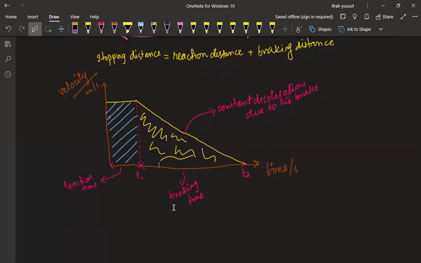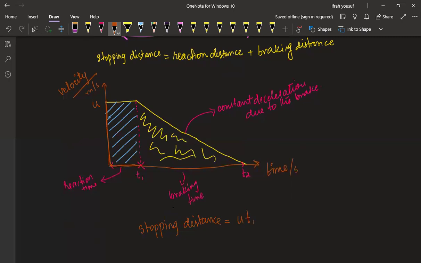Okay. So what should be the stopping distance? Can we have the expression for stopping distance? This is going to be your u. This is the constant velocity. On the y-axis you can see you have started from u. So this is your height that is covered in the graph, and this is the base. So you are going to multiply them. So it's going to be ut1.